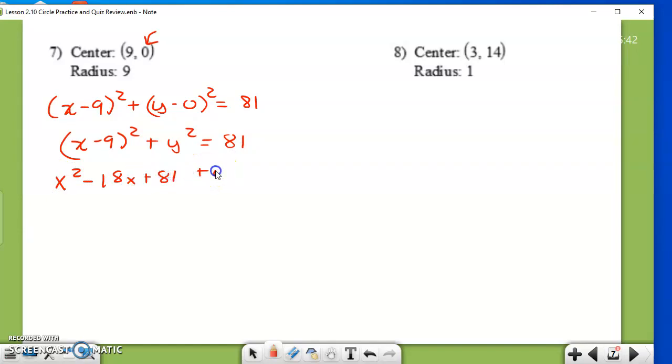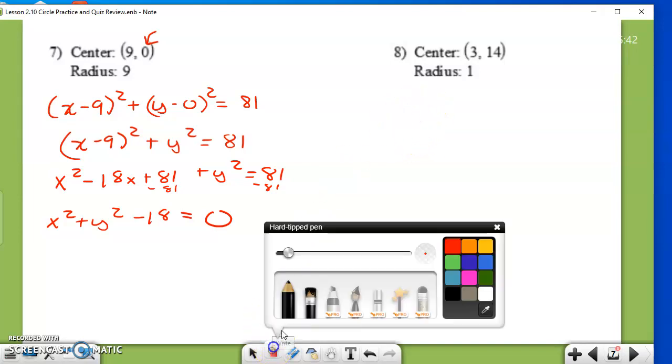I don't have to do anything with the y squared. And then when I reorder, I have plus 81, and then I'm going to have minus 81 on both sides. So I'm going to have a 0 here. It cancels out, equals 0. And there I am. You guys give this one here a try. Pause the video and come back to see if you've got it correct.